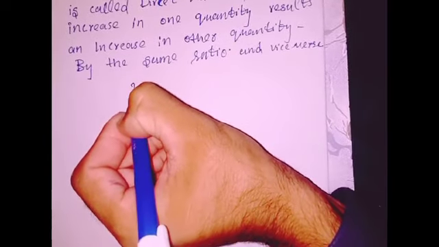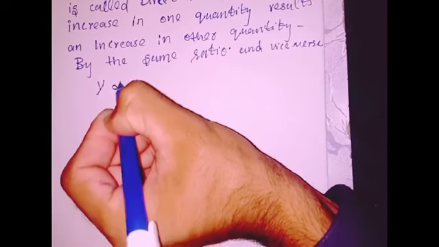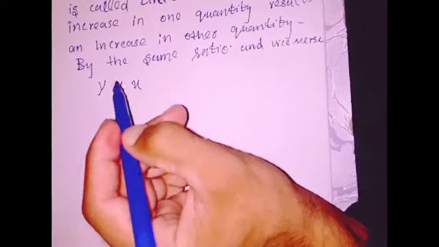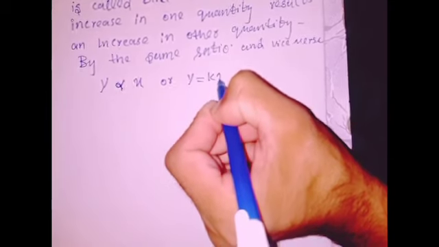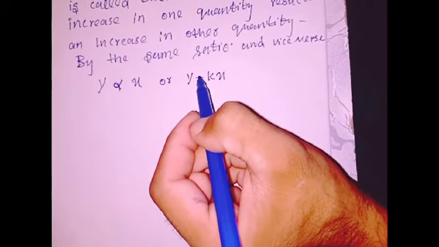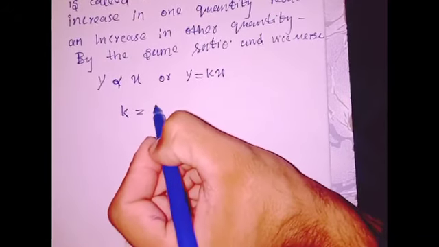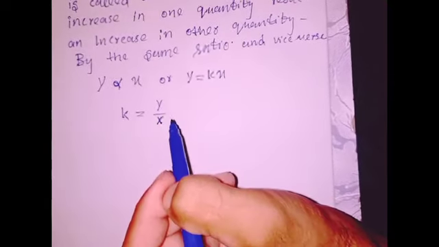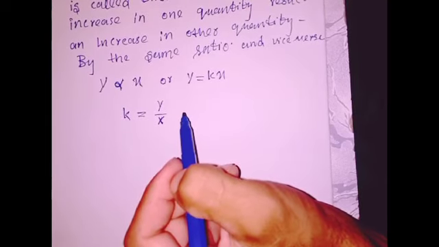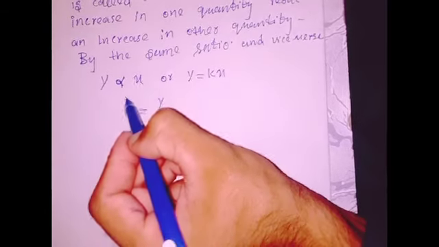Let me write: if x and y are two variables, then we can write direct variation as y is directly proportional to x. This is the sign of direct variation, and we can write it like y is equal to kx, where k is the proportionality constant, the constant of proportionality. If we find k, we can write it as y divided by x. So k is the constant of a direct relation, and it is called the constant of variation as well.